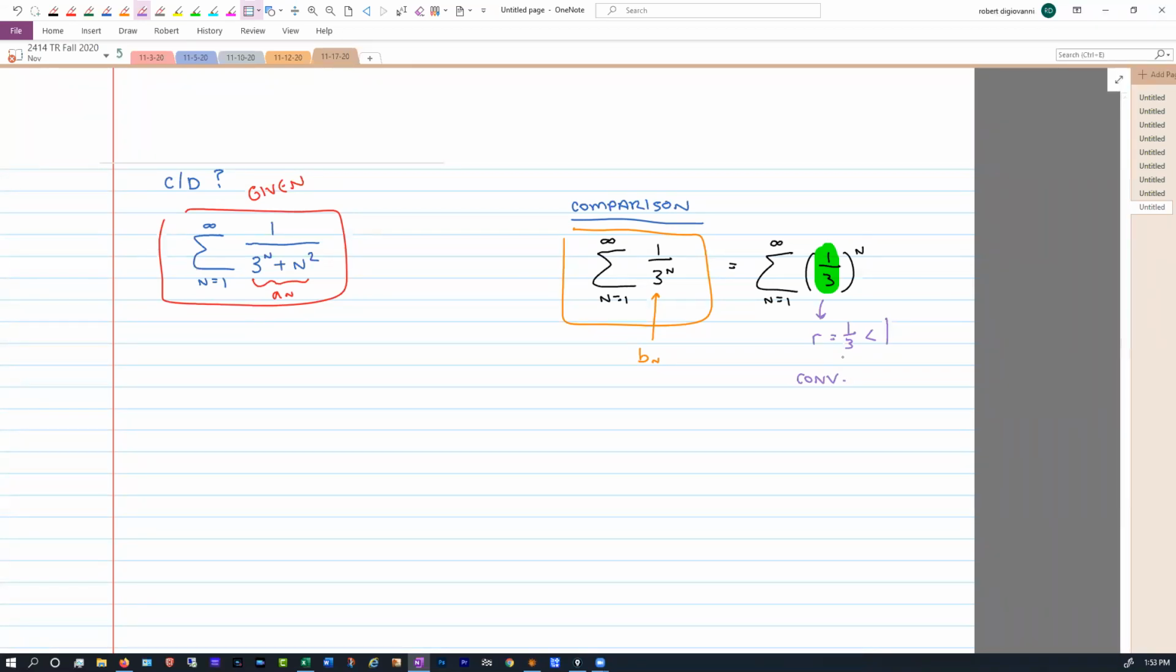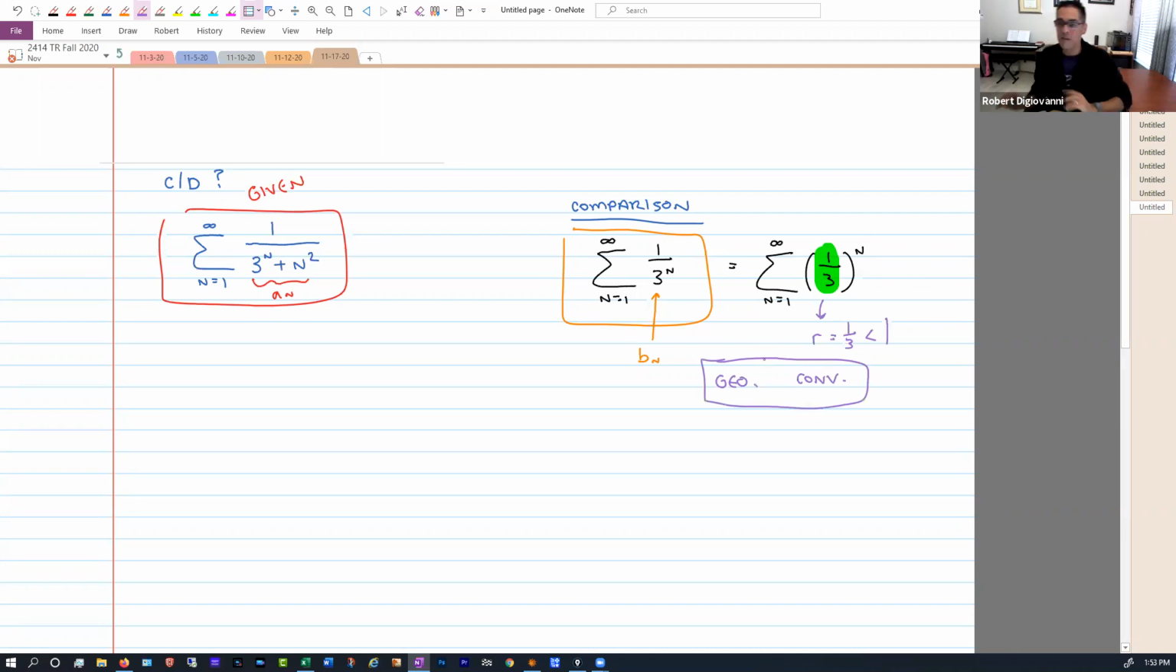Okay. Let's back this up. We have our original series. We didn't know what to do with it, but we think it looks kind of like this one, right? This one is a geometric series that we know what it does. This is a geometric series and it converges. So we are going to compare our series that we started with to a convergent series that we think it's kind of close to. Go with me?